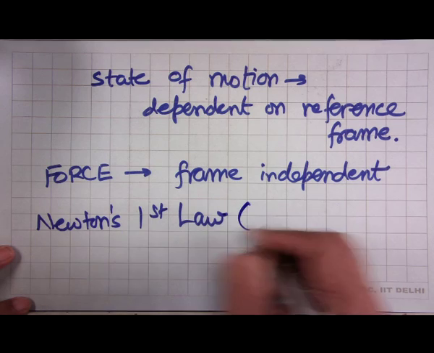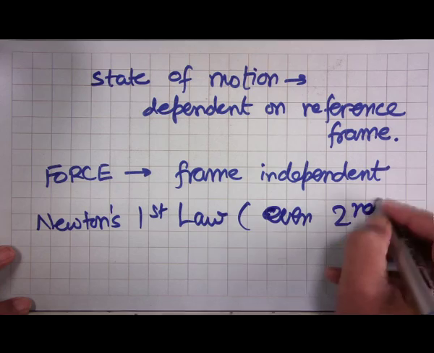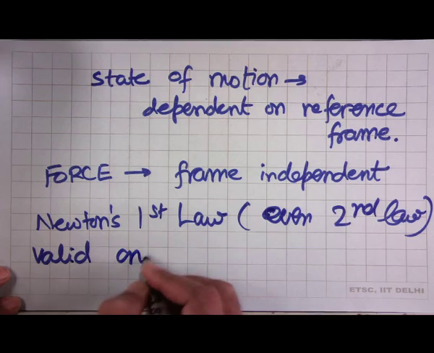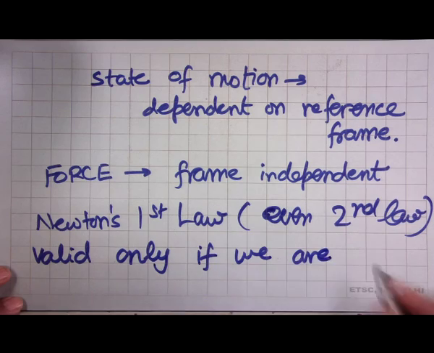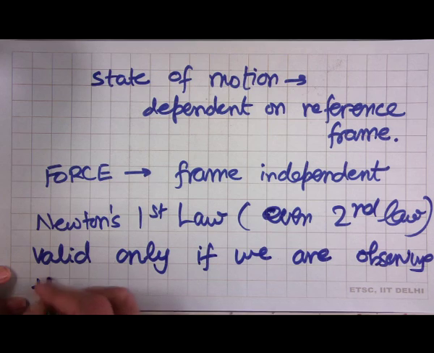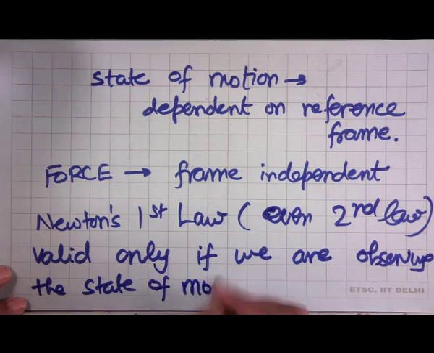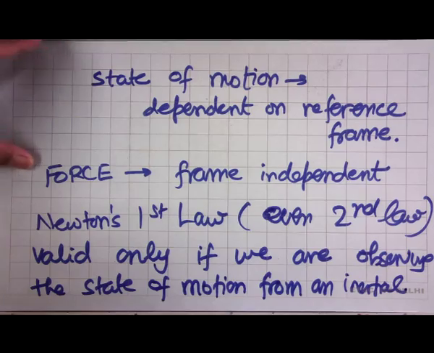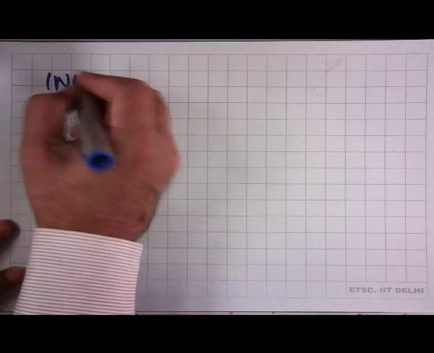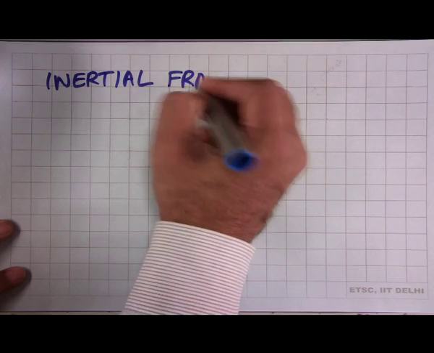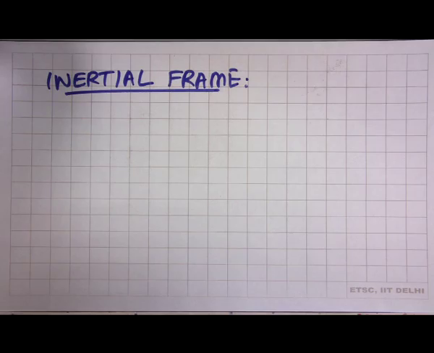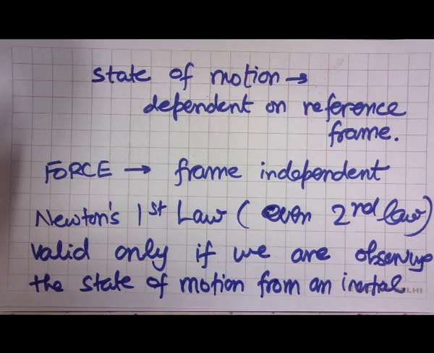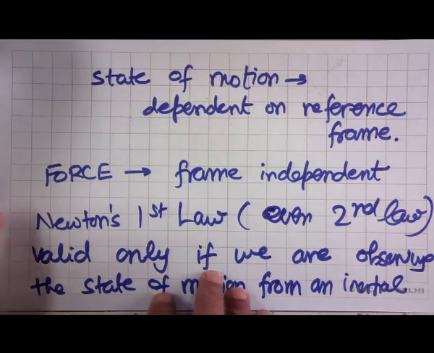and for that matter even the second law, which we will see later during the lecture today, is valid only if we are observing the state of motion from an inertial frame. So, the question then is, what is an inertial frame? What we are saying is Newton's law, whether the first law or the second law, is valid only if the state of motion is being observed with respect to an inertial frame.